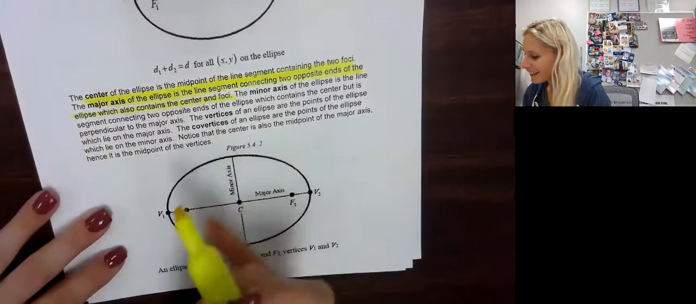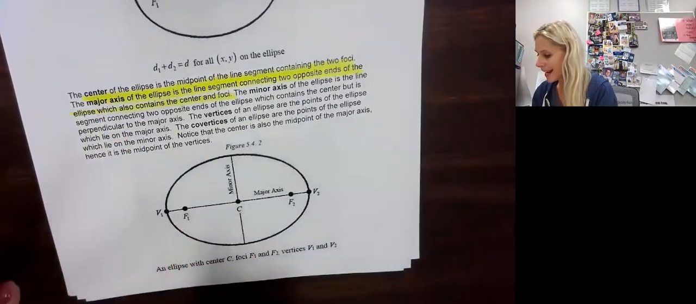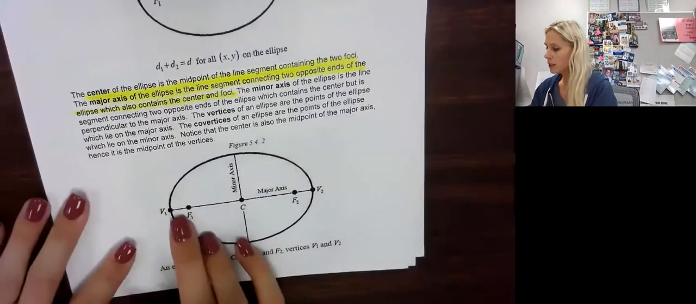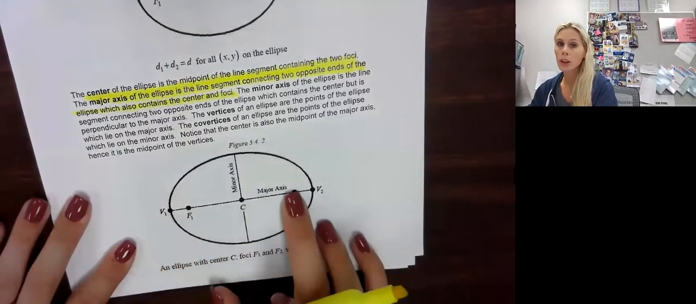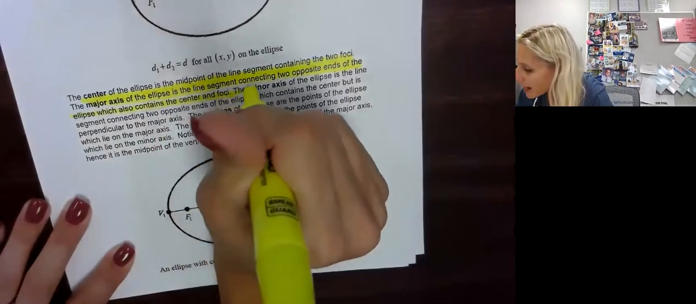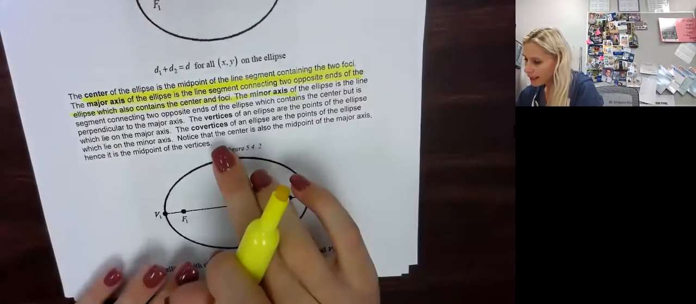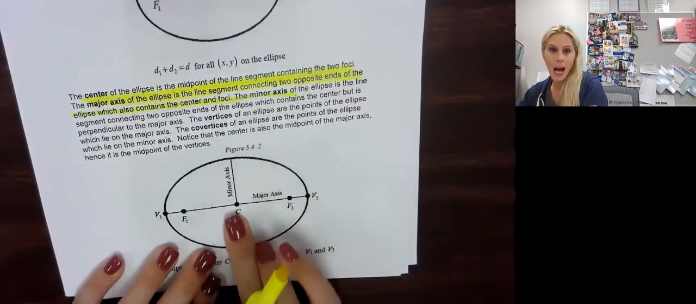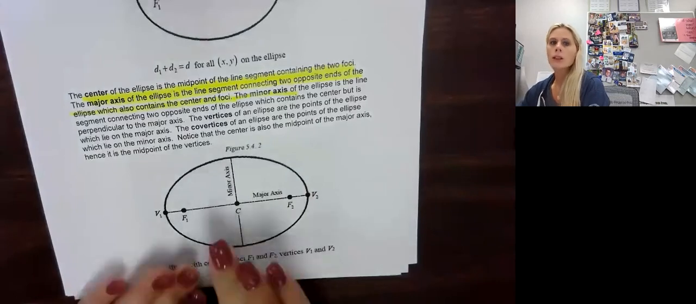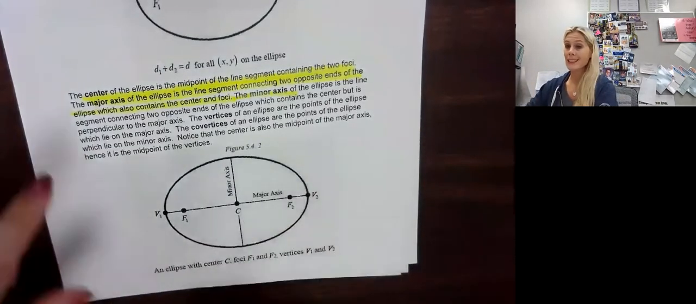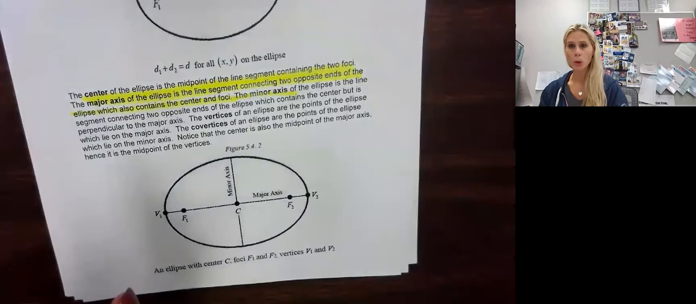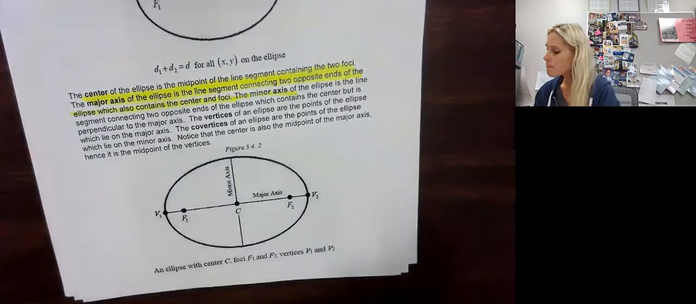major axis of the ellipse is the line segment containing the F1 and F2. So as you can see down here, this is the major axis, where the minor axis is the line containing the opposite, okay? So make sure, because this can switch at any time, and it will show you on the other paper what that looks like.